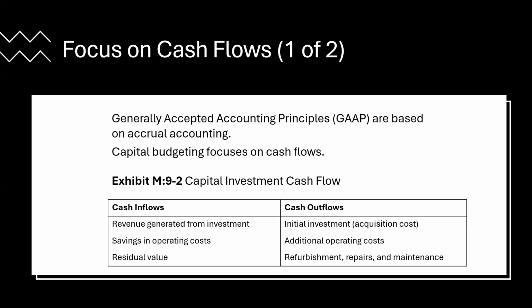It is important to note that operating income under accrual accounting includes non-cash expenses such as depreciation and bad debts. Now, these expenses reduce operating income, but do not involve actual cash payments. Consequently, the net cash inflows from a capital investment will differ from its operating income.